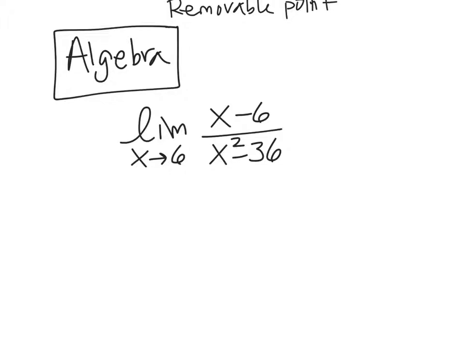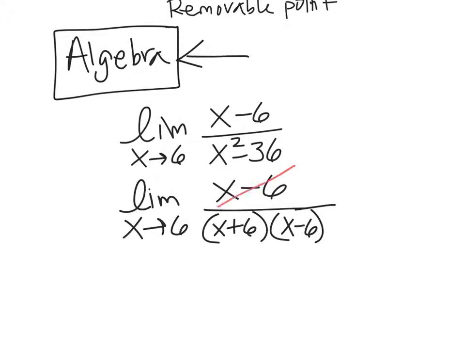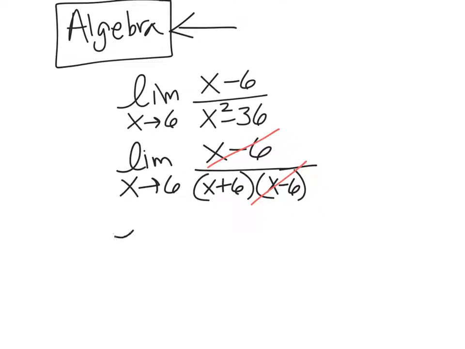Wrong. That's wrong. Guess what you're going to do? You're going to take these algebra skills that you learned and do some algebra here. In algebra, we learned how to factor quadratics. This is the difference of two perfect squares, so we're going to factor this as x plus 6 and x minus 6. And these will reduce. So now you're actually evaluating the limit as x goes to 6 of 1 over x plus 6.